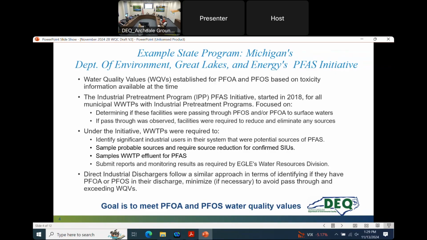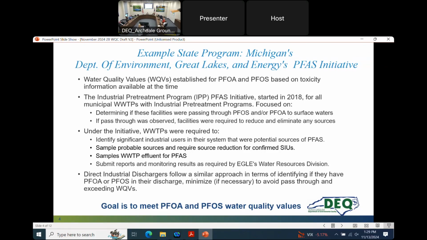Okay, they used the facilities that were having pass through of PFOS and PFOA, which is typical because they really don't treat for either of those parameters. Then they would require them to reduce and eliminate any sources. So as part of the initiative, the goal of the wastewater treatment plants, and again, why wastewater treatment plants? Because they are the control authority. The state of Michigan is the approval authority. Same way it works here. We're the approval authority. The POTWs are the control authority over SIUs.